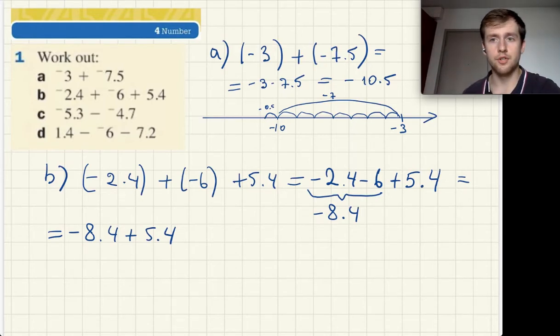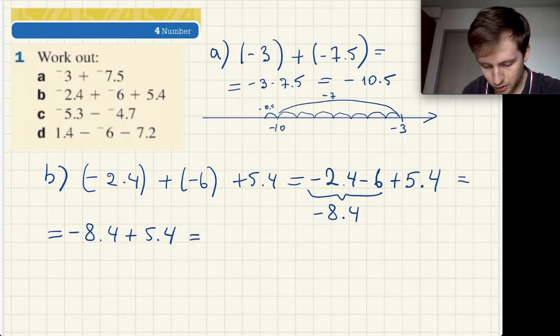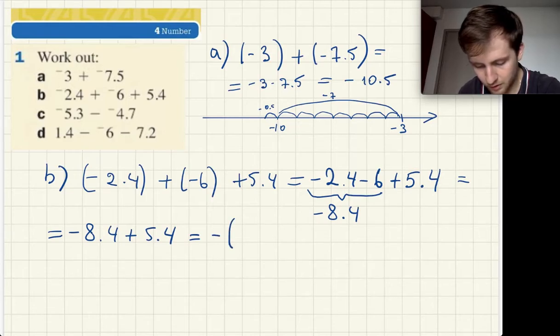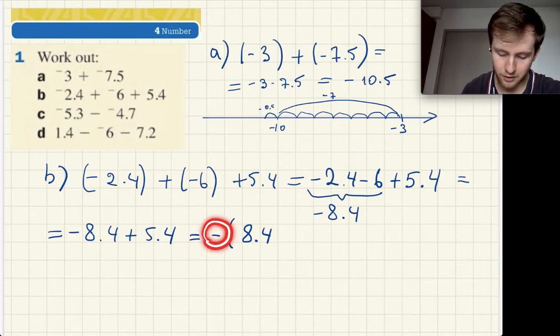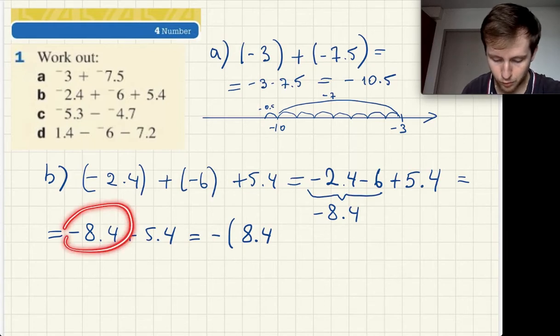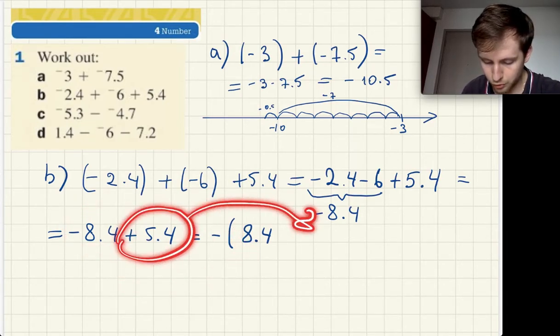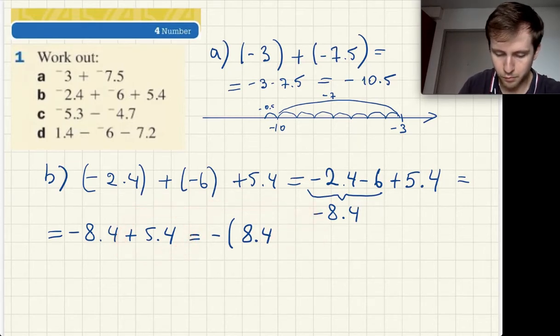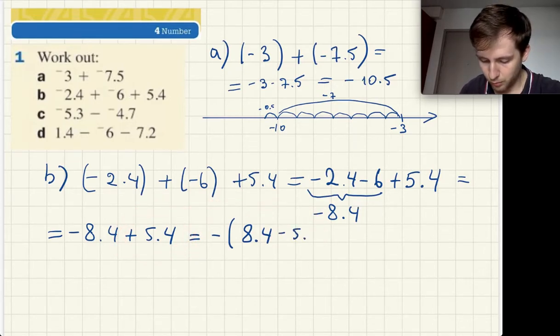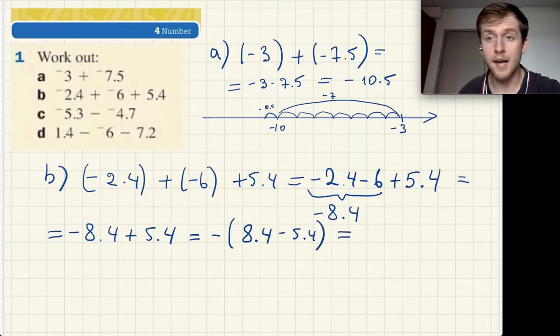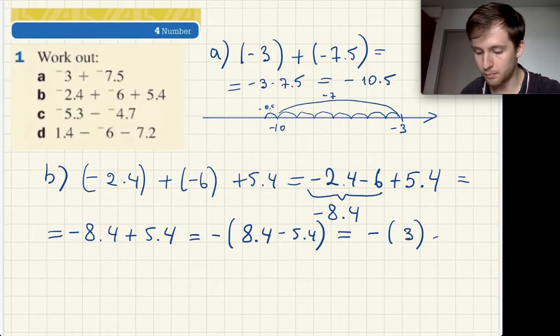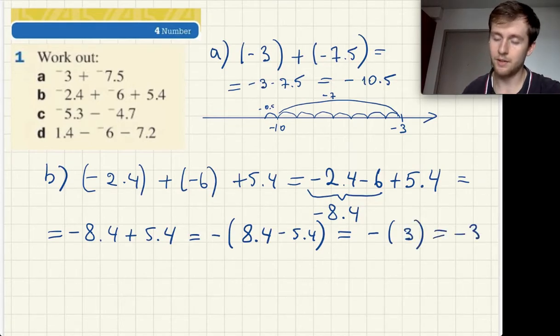And so what we have to do now is we have to do -8.4 plus 5.4. Okay, this is more interesting, but again what we can do is we can take the minus out of brackets and we can change the sign of both elements. So if we take minus like this out, we can change the sign. So -8.4 becomes positive 8.4, and positive 5.4 is going to become -5.4. So we have 8.4 minus 5.4, and the result is -3. We can open the brackets now and just write it as -3.